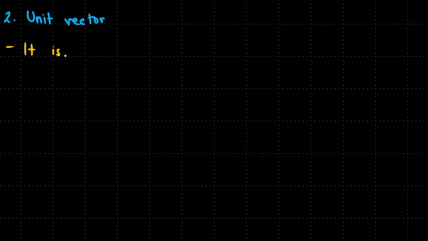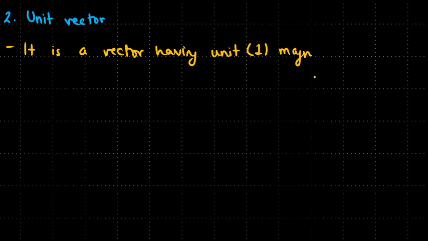It is a vector having unit magnitude. Unit means 1, so let's write 1. So a vector having 1 unit magnitude. Our guess was right. Since zero vector meant the magnitude was 0, the unit vector means the magnitude is 1.